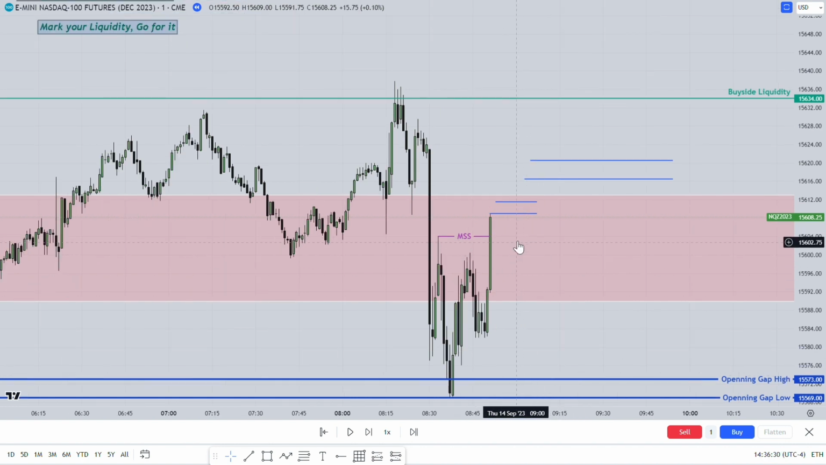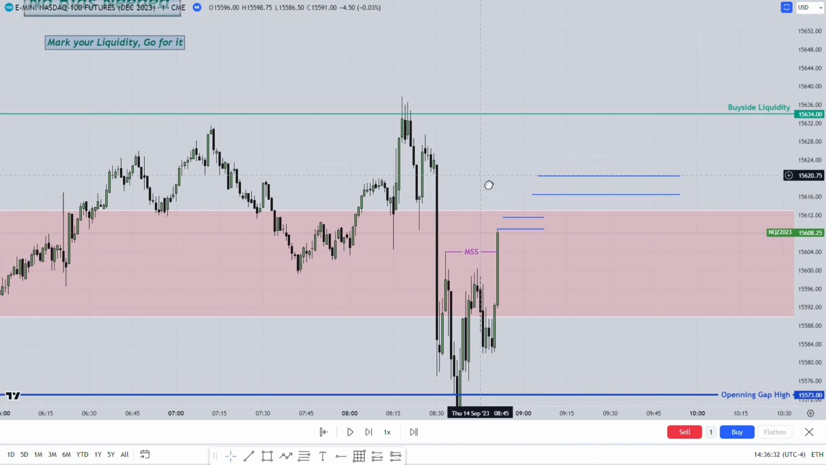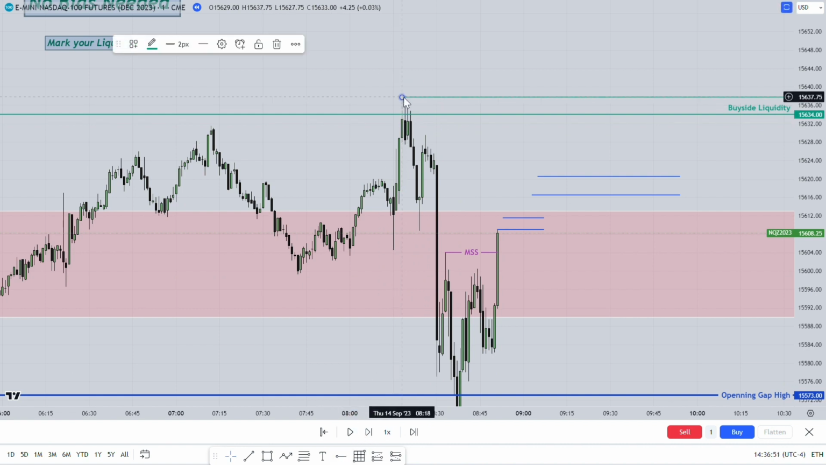Okay, so when I got this market structure shift, I saw it had cleaned the buy side liquidity, but it was a shallow run. You see there was some weak... Nobody closed, nobody went above the highs. It was just a shallow run, not a clear cleaning of buy side liquidity. So I was thinking that there is unfinished business. Price has to go above this high to clean all of the buy side liquidity over there.